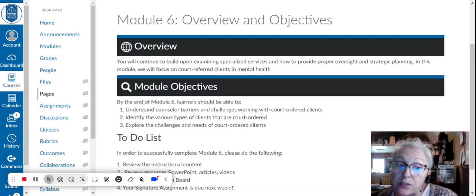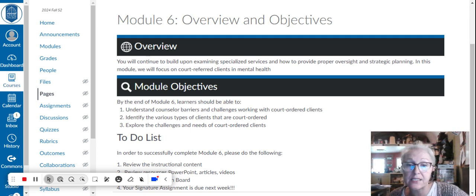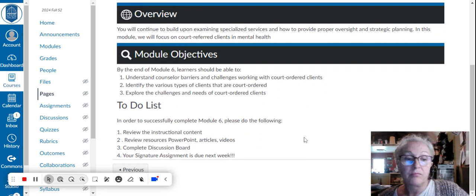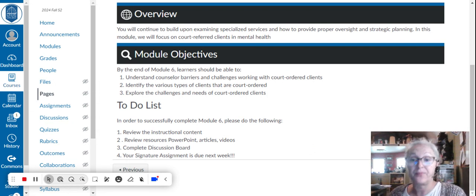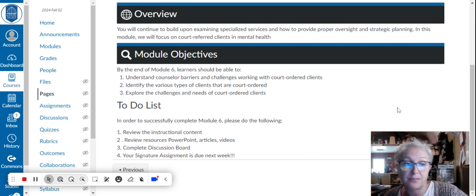Okay, we are 2 weeks away from the end. This is your module 6. And as we have been doing the last few modules, we're just taking our basic understanding of our agency and we're continuing to add and build to it. This is your last build. This is the last block.